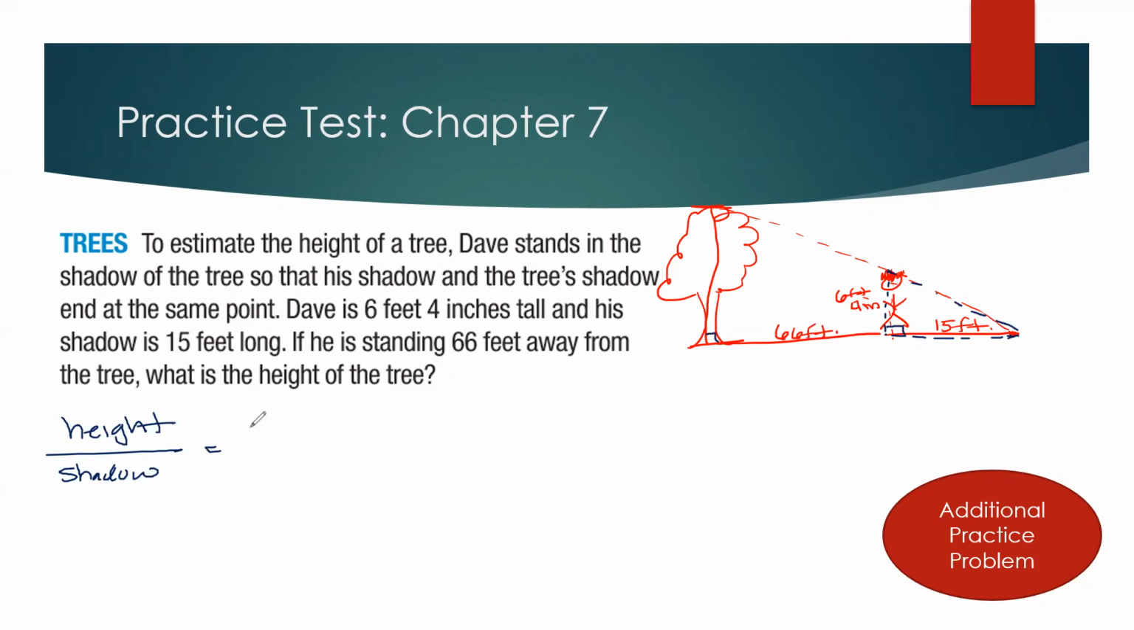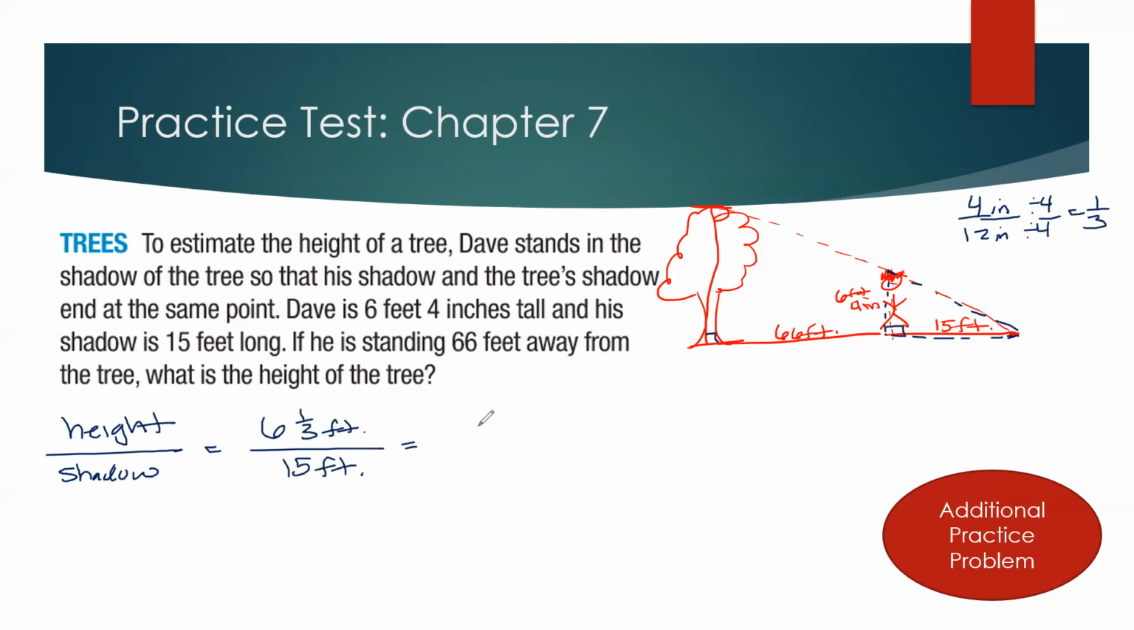So he is 6 1/3 feet because he's 6 feet 4 inches. So 4 inches out of 12 inches in a foot. You can simplify that, and that ends up being 1/3. So he's 6 1/3 feet tall. And then his shadow is 15 feet long, okay?